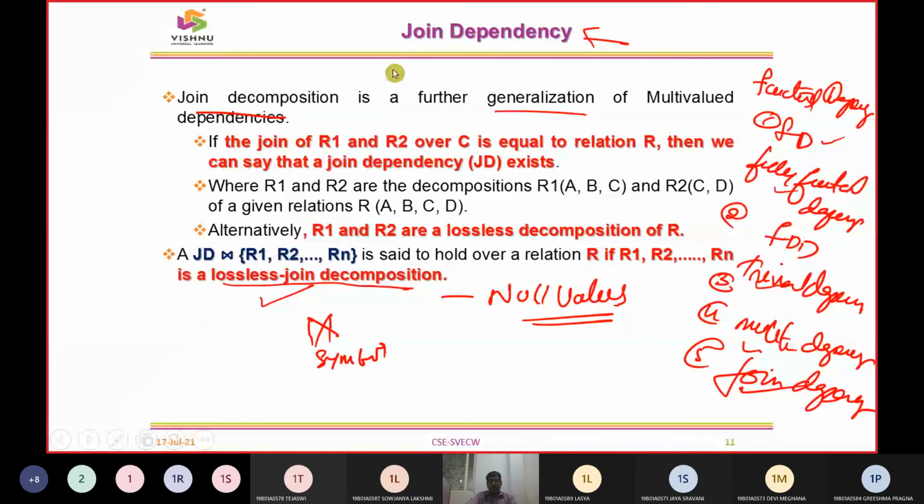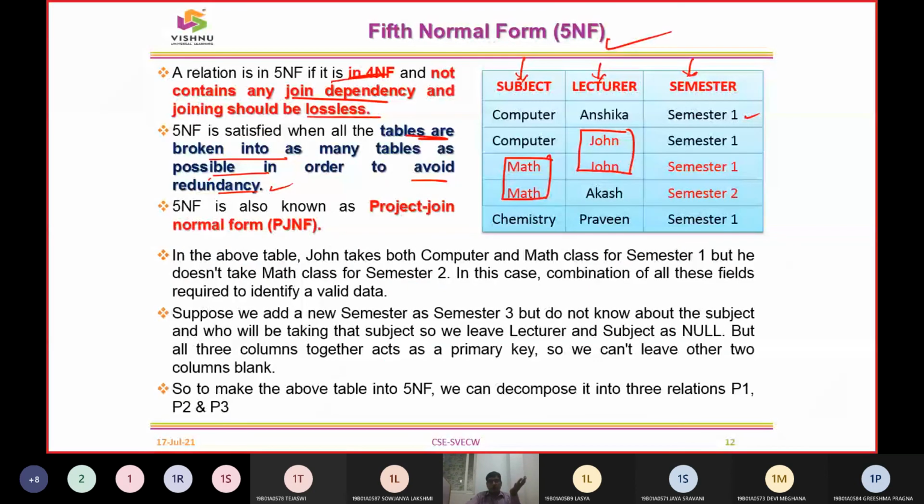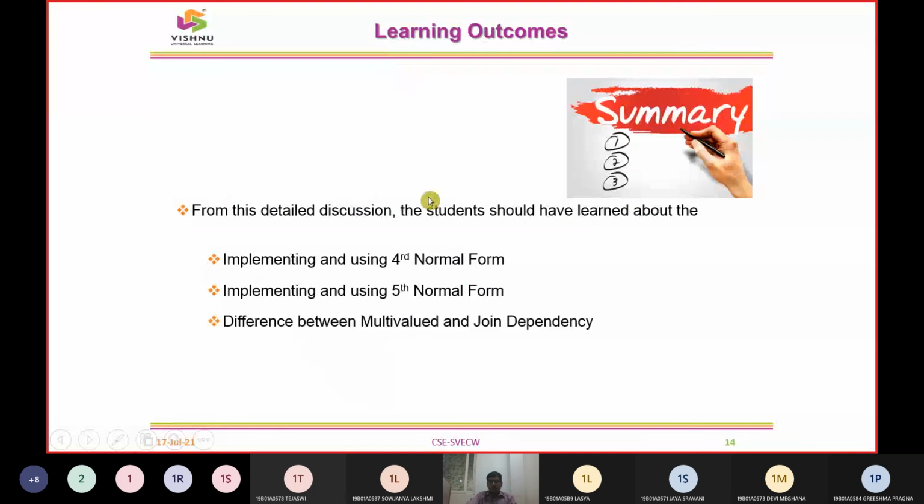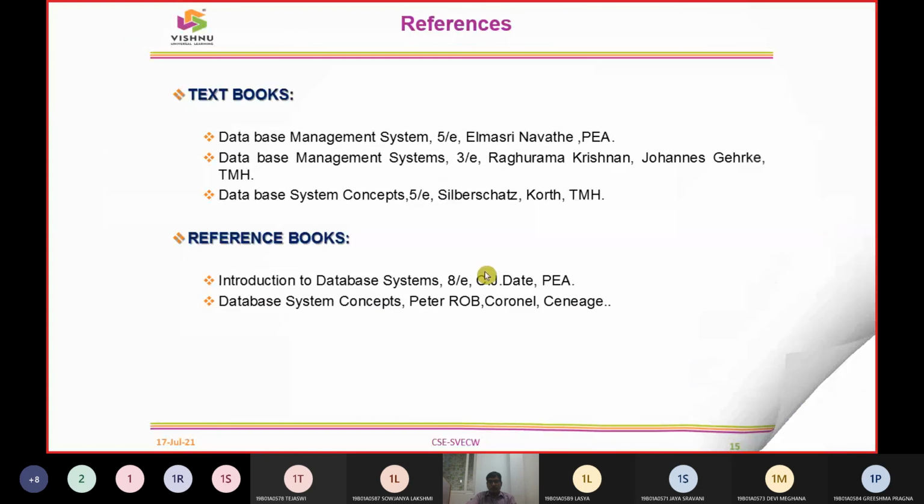Then the advancement, another decomposition, was the join decomposition. In join decomposition, we can say that there should not be any loss of data when we make some joins. To put that into practice, we brought up the fifth normal form and migrated the table content with no overlaps, no joins and no loss of information in the fifth normal form. So these are the learning objectives that we met. That is, we have implemented fourth and fifth normal form, and we understood the differences between multi-valued and join dependencies.